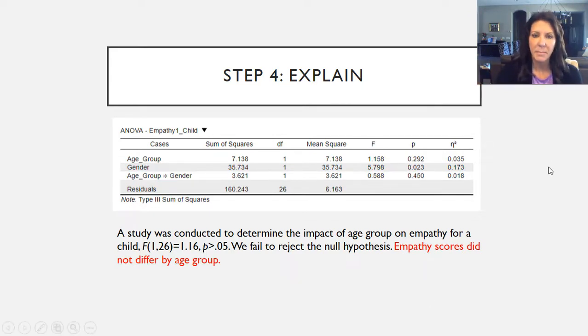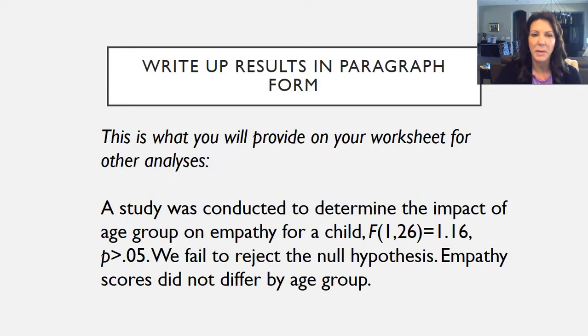So in your assignment for the 4 different analyses you're going to be given, this is how you would write it up. This is how you do it. A study was conducted to determine the impact of age group on empathy for a child. You list the statistics, the decision, and then the explanation in terms of this particular study.